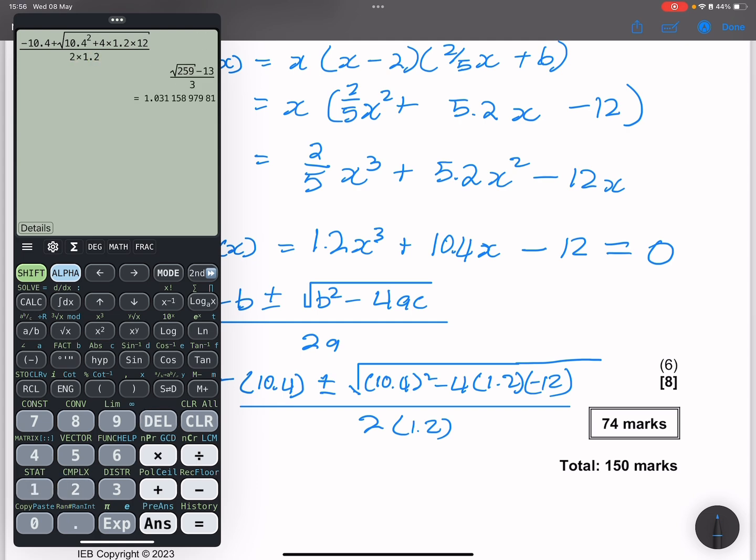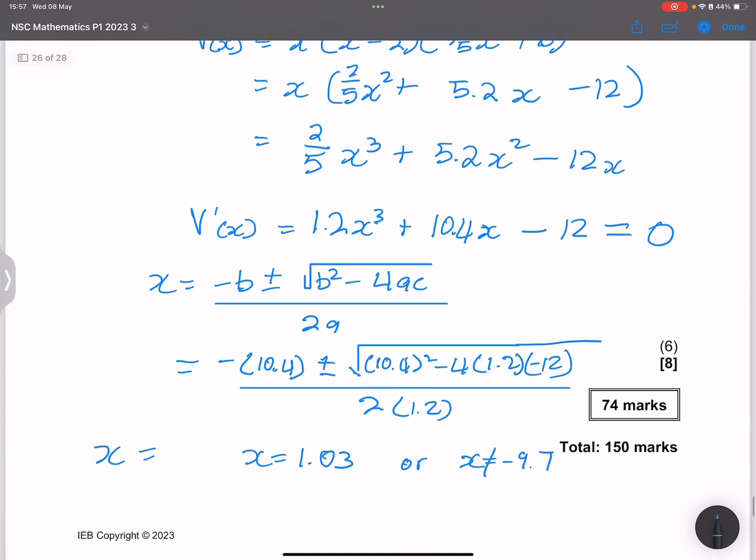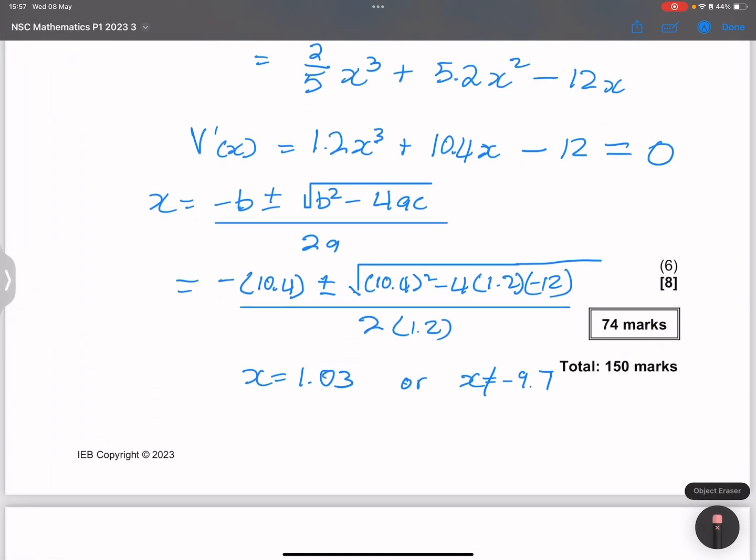So I get a value of x being equal to 1.03. Or let's get the other value for x. I think it will be negative. It's definitely going to be a negative value. x is minus 9.7 actually. But remember, because we're dealing with dimensions, we cannot get a negative value. So in that case, I am going to take that value for x, which is 1.03.